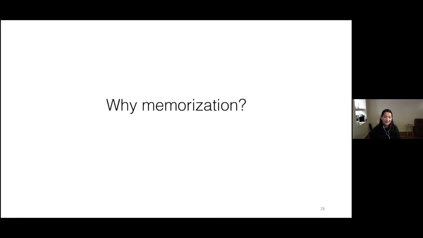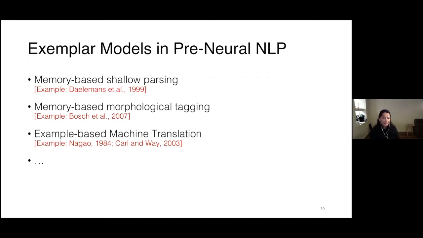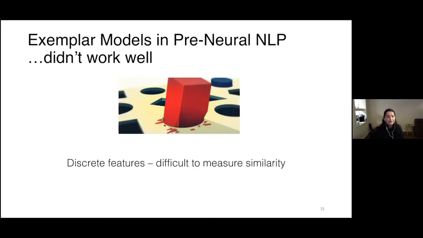So why is memorization an interesting approach to study in conjunction with these machine learning models? Well, this approach really draws its inspiration from the widely studied exemplar models proposed in psychology and cognitive science. These claim that humans categorize information by storing examples for each of the categories, and they make new classification decisions by matching the features of the presented stimuli to the stored exemplars. Before deep learning was widely adopted, these exemplar models had been explored for NLP tasks as well, like morphological tagging, parsing, and example-based machine translation. But these models typically involve the use of discrete features, and measuring similarity in these complex feature spaces posed some serious challenges.